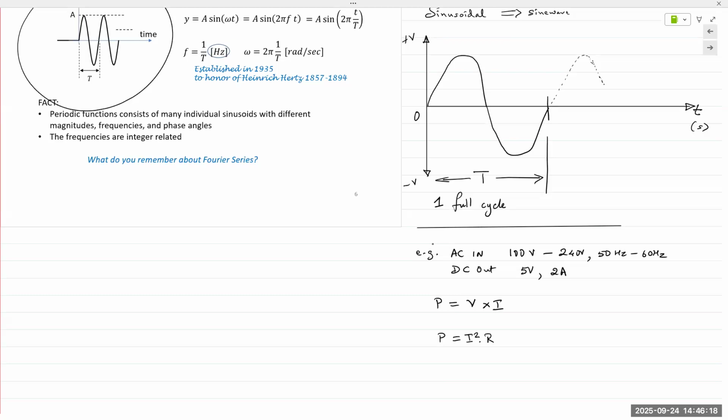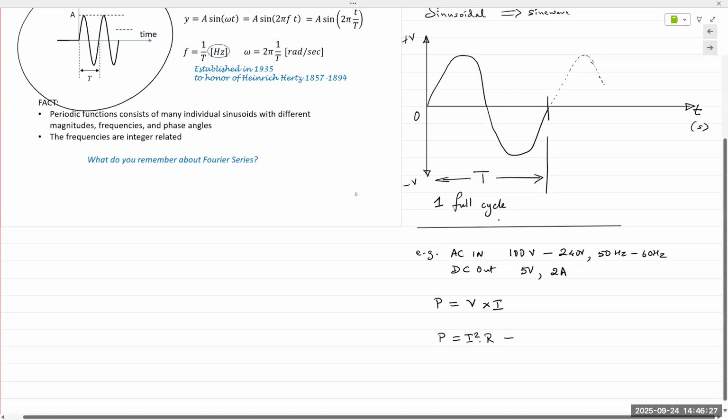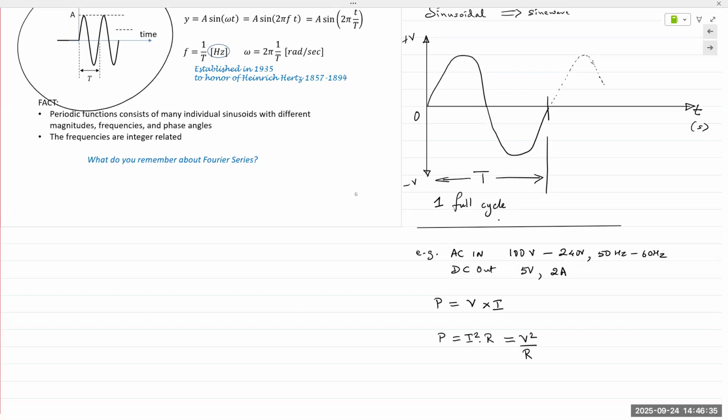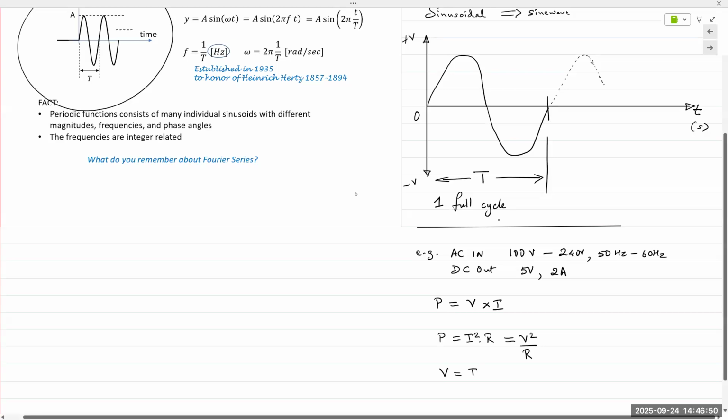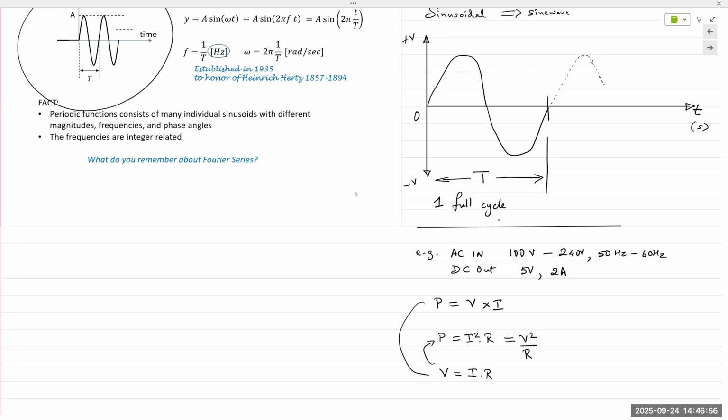It's dependent on the resistance also. So the question being asked is, why is it I squared times R? It is also V squared over R. So current has more of an effect than voltage, because mathematically V equals IR. When you combine these two equations together, you get this equation. P is equal to I squared times R, or V squared over R.